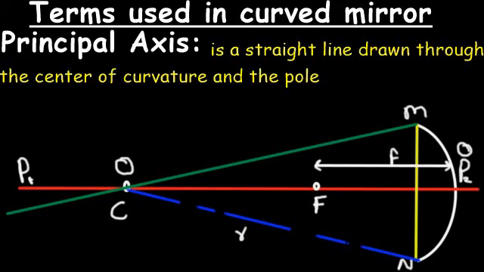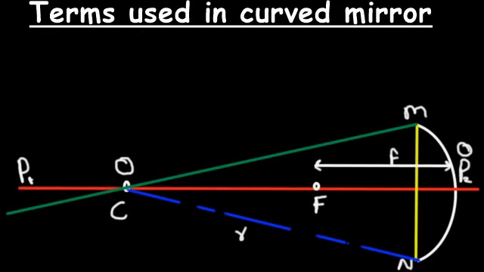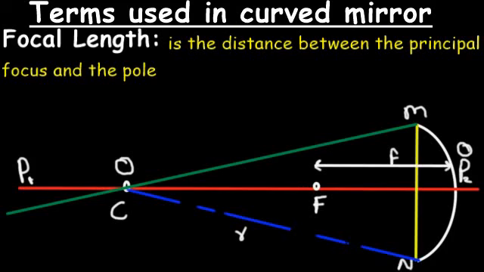The last term you need to be familiar with is the focal length. Focal length is the distance between the principal focus and the pole. As you can see, this lowercase f I wrote here represents the distance between the pole and the principal focus. So those are the terms you need to be familiar with under the aspect of curved mirrors.